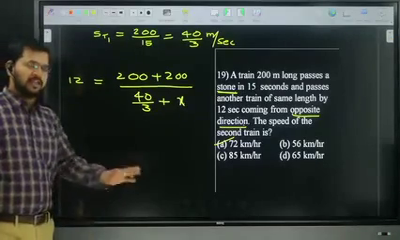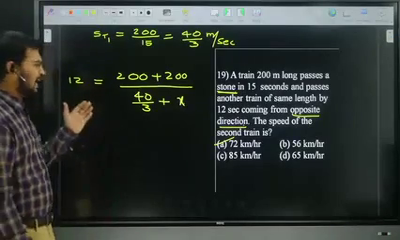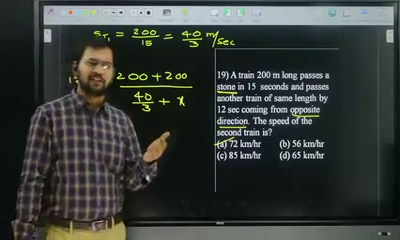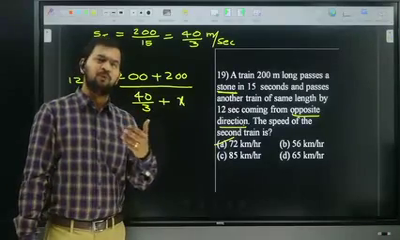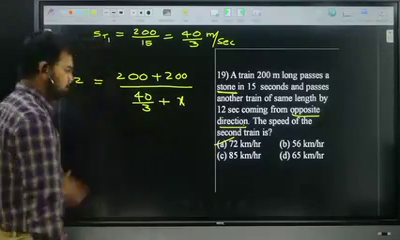So in the exam, we need to attack like this. If you go for the cancellation, it will definitely take some time. Just try to do oral calculations. Don't worry.